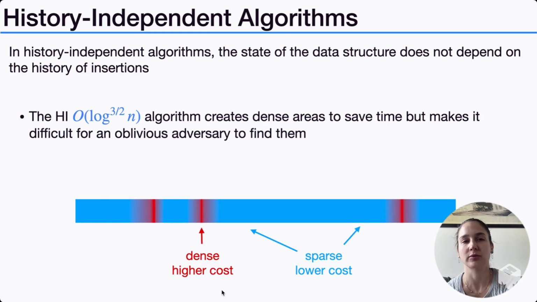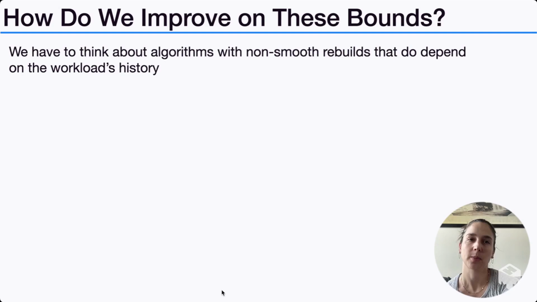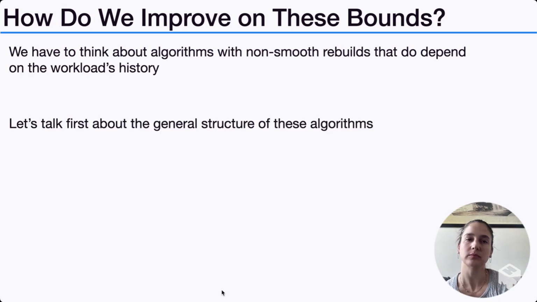And so the log squared algorithm creates some dense areas in order to save time and have lower costs for rebuilds, but then an oblivious adversary can't find them and exploit them to drive up the cost. So when we approach this work and think about improving on these bounds, we have to think about ways that an algorithm can use both non-smoothness and dependence on the history in order to achieve better bounds.